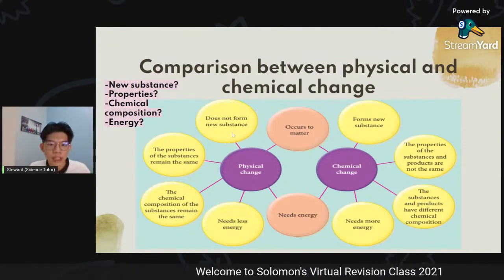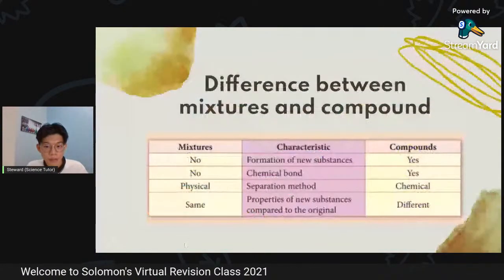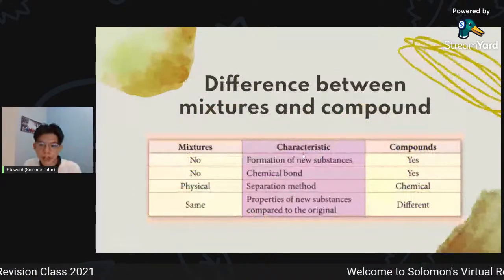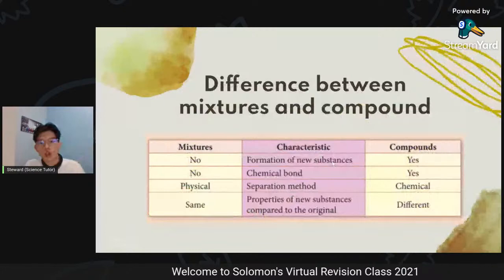All right, so I hope this helps you. Okay, so this is actually the table that I'm talking about. The formation of new substances for mixture and compound. Mixture, no. Compound, yes.